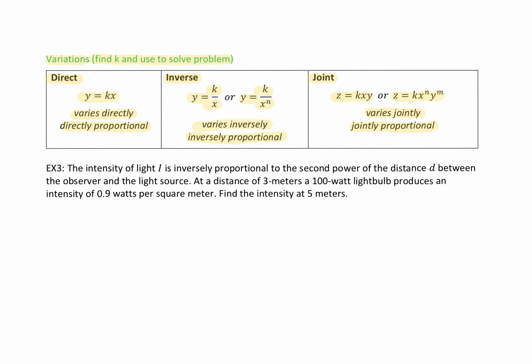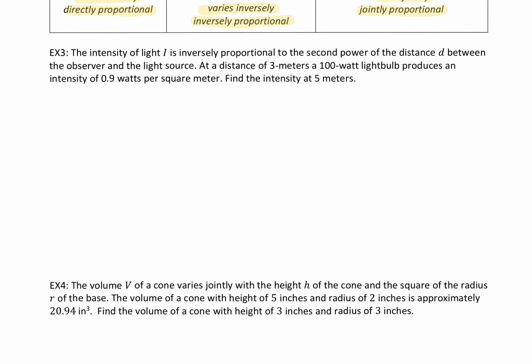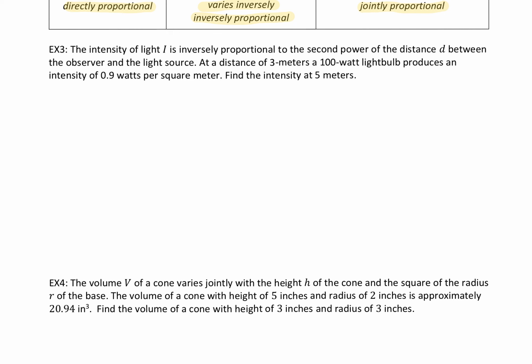Regardless, we're going to look at three examples. In example 3, we have the intensity of light, I, is inversely proportional, so I notice that right away, to the second power of the distance d between the observer and the light source. All this is saying is that if there is a light source, the closer you are, the brighter the illumination or intensity. The further away you are, the lower the intensity. So the intensity is how much light you experience when you're a certain distance away from a light source.